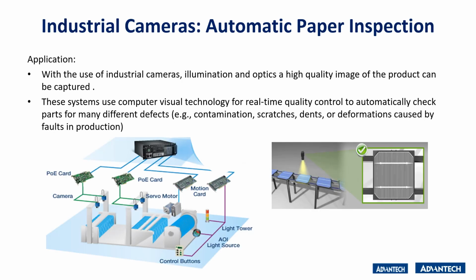Automatic paper inspection. Traditionally, the manufacturing process has a human element at the inspection stage, where products are visually inspected. An automatic solution has been offered to the customer with the possibility to integrate the industrial cameras, illumination and optics to capture a high-quality image of the product. In this way, the system uses computer vision technology for real-time quality control, to automatically check parts for many different defects, for example, contamination, scratches, dents, or deformations caused by faults in production.